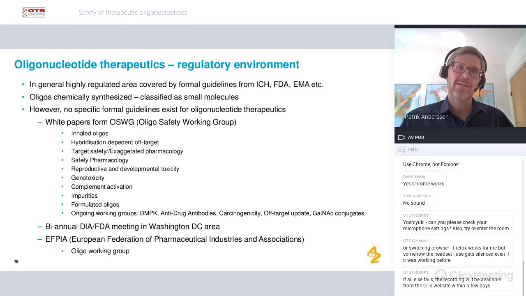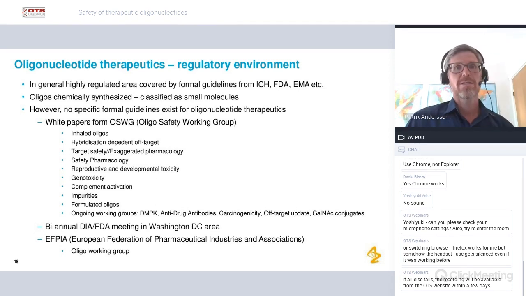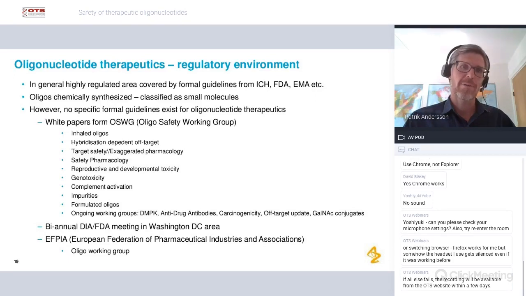this is a highly regulated area with formal guidelines from, in general, ICH, FDA, EMA, etc., for pharmaceuticals at large. Oligos are chemically synthesized and thereby classified as small molecules. And as I mentioned, there are no formal guidelines that specifically describe oligonucleotide therapeutics. So instead, much of the best practice work is guided, it's not formal guidance, but facilitated by publications from, for example, Oligo Safety Working Group. And they have published several papers in a lot of areas, inhaled, hybridization dependent, off target, etc.